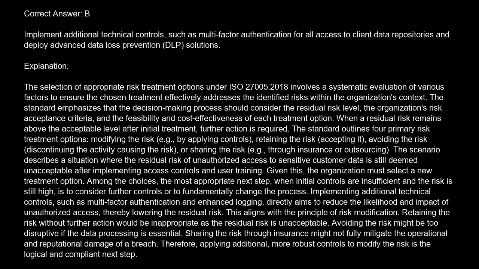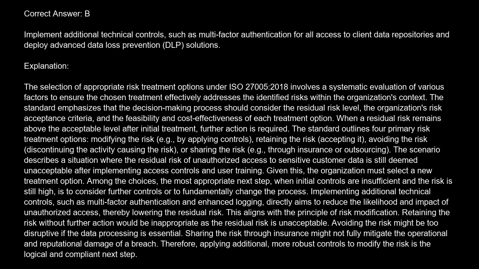The correct answer is B. Implement additional technical controls, such as multi-factor authentication for all access to client data repositories, and deploy advanced data loss prevention (DLP) solutions. Explanation: the selection of appropriate risk treatment options under ISO 27005-2018 involves a systematic evaluation of various factors to ensure the chosen treatment effectively addresses the identified risks within the organization's context. The standard emphasizes that the decision-making process should consider the residual risk level, the organization's risk acceptance criteria, and the feasibility and cost-effectiveness of each treatment option.